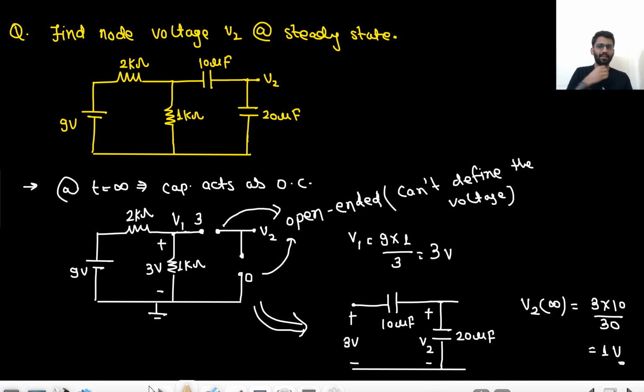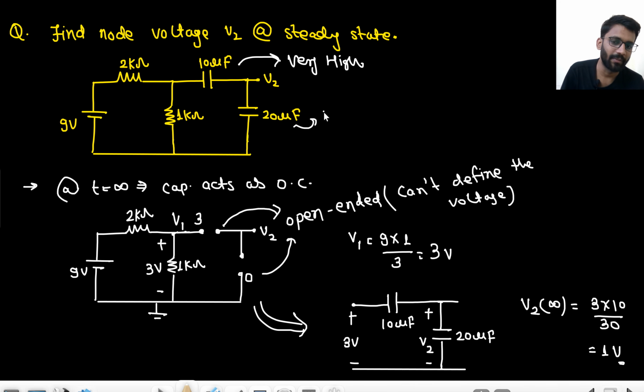Are you getting this point? 9 to 1. So simply 3 volt. And 3 volt will be divided between 10 and 20. Although they are providing very high impedance, although they are acting as an open circuit, very high impedance. This is also providing very high impedance.